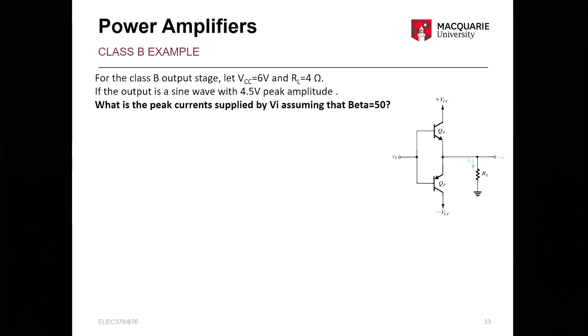So we're looking for the peak current supplied by your VI input, okay? Now, what is the peak current going to be in terms of transistors? Because we know only one's on at a time anyway, it's just going to be IB. Because we're talking about the input voltage here, so we've got the current IB. That's what we're trying to work out here, the input current.